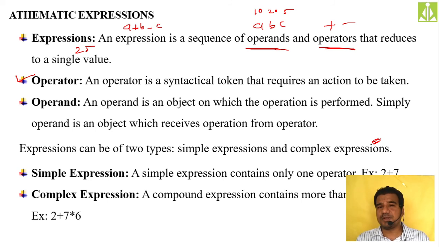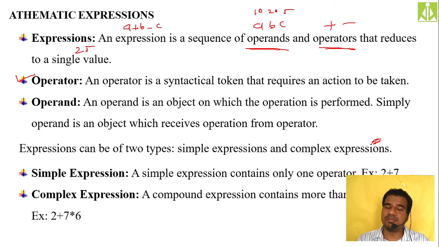These expressions are of two types: simple expression and complex expression. Simple expression means it contains only one operator. Remember this one: in a simple expression, you will always have only one operator. And what is a complex expression? In a complex expression, you always have more than one operator. If you have only one operator in your expression, we call it a simple expression, and if you have more operators in your expression, we call it a complex expression.